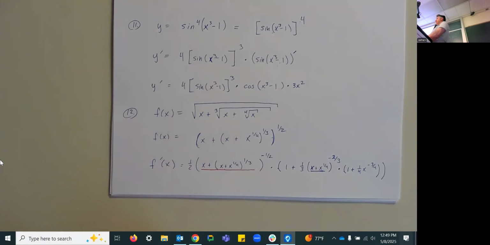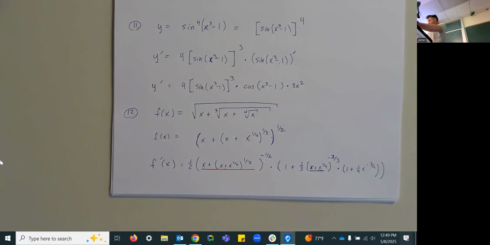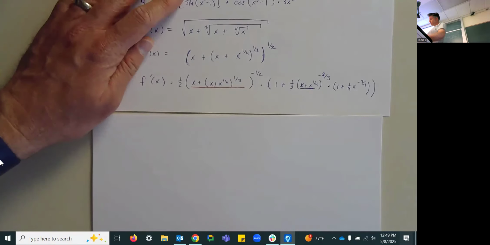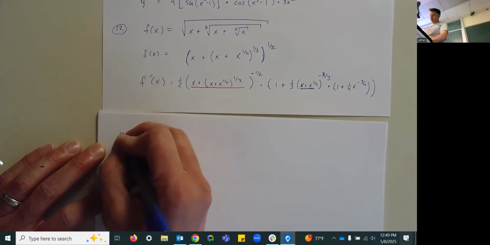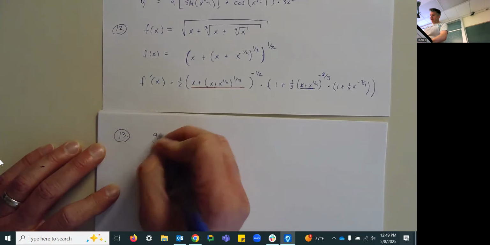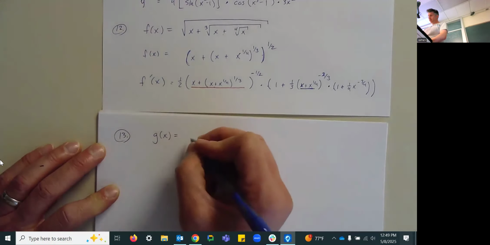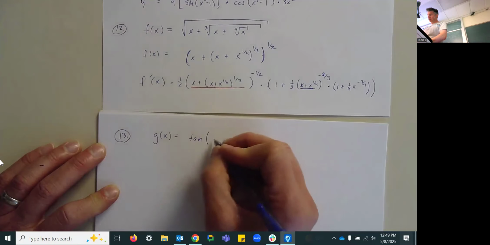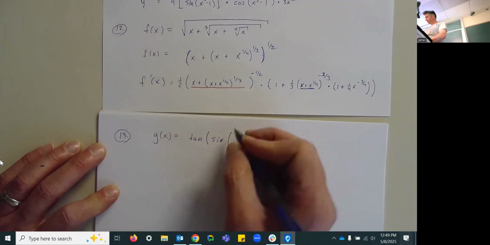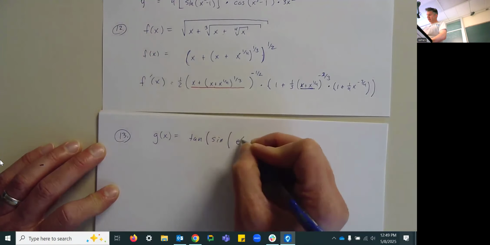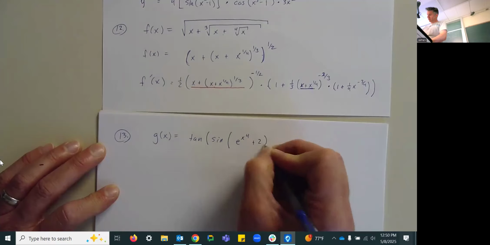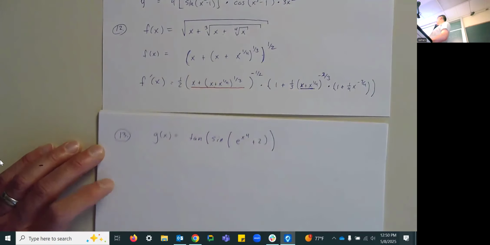All right, you did it. Let's do one more. Well, let's have you all do one more. So why don't you all try this one? I want you to find, if our function g of x is equal to tangent of sine of e to the x to the 4th plus 2, I want you to find the derivative of that.